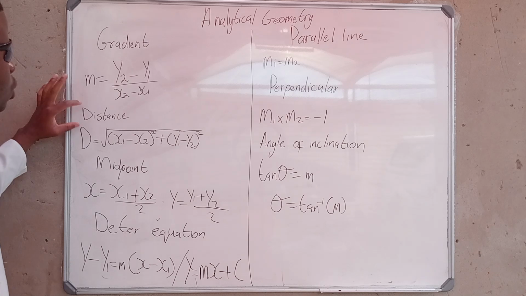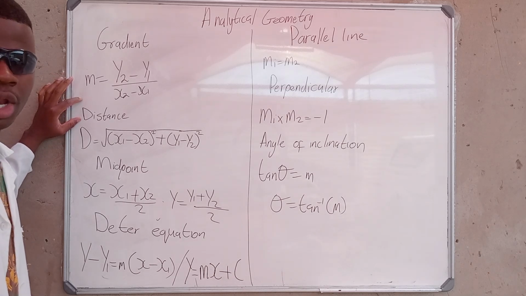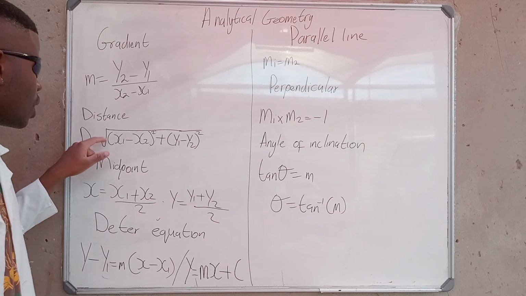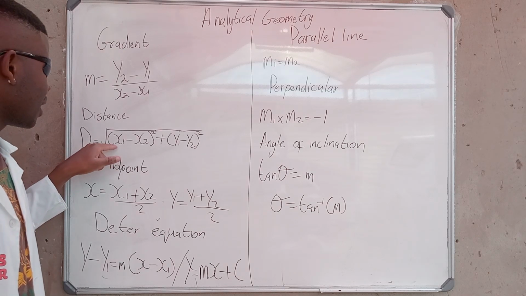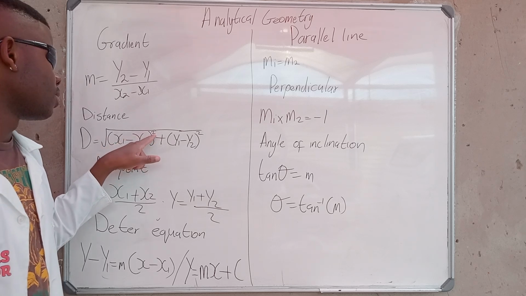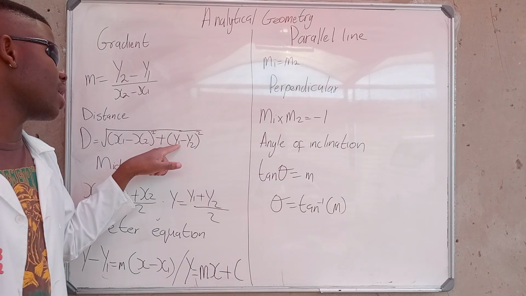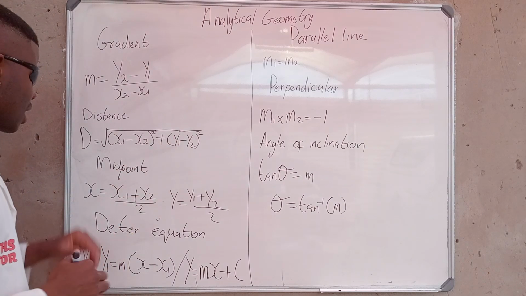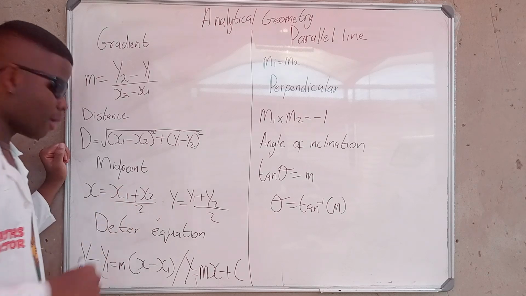Okay, and then we go to the distance formula. So the distance formula is what? It is equal to the square root of open bracket x1 minus x2, then you square, plus open bracket y1 minus y2 close bracket squared, sharp.